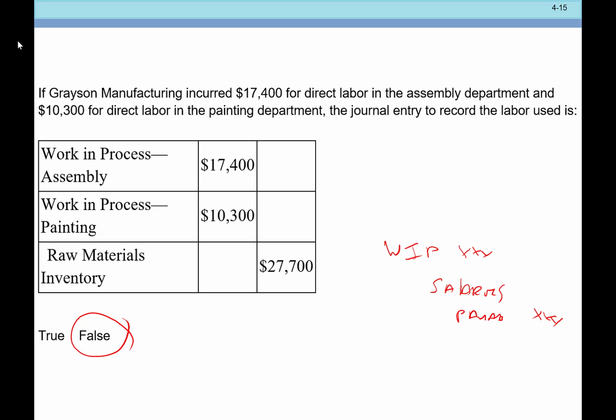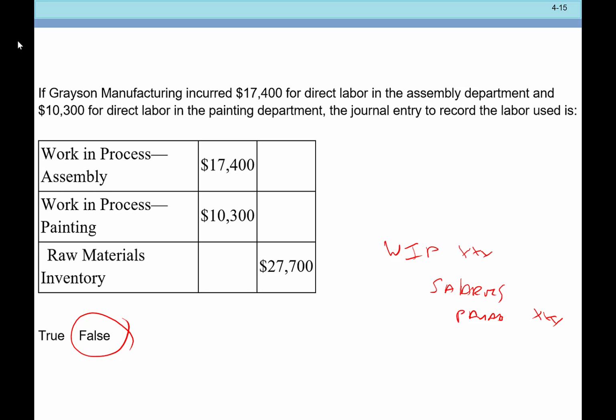Let's take a look at this one. I don't give you true or false questions on your exam. It'll always be multiple choice. Okay, I'm not going to give you true or false questions, but I put this one up anyway, just for practice.